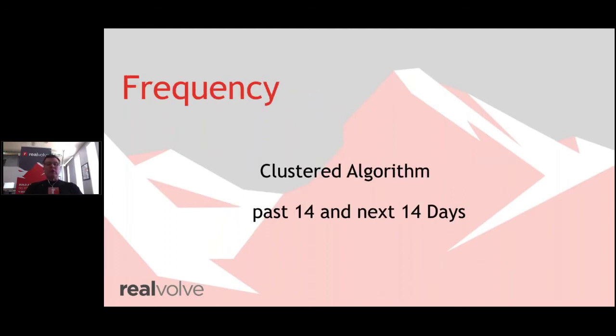Then we look at also the frequency. Using a clustered algorithm that I've come up with, this clustered algorithm looks at the past 14 days and the next 14 days. What are the things that you're doing with this person? If you've got a transaction going, there's going to be a lot of activities happening within that 28 to 30-day window. And we know that things have happened, and it continues to happen in the future.